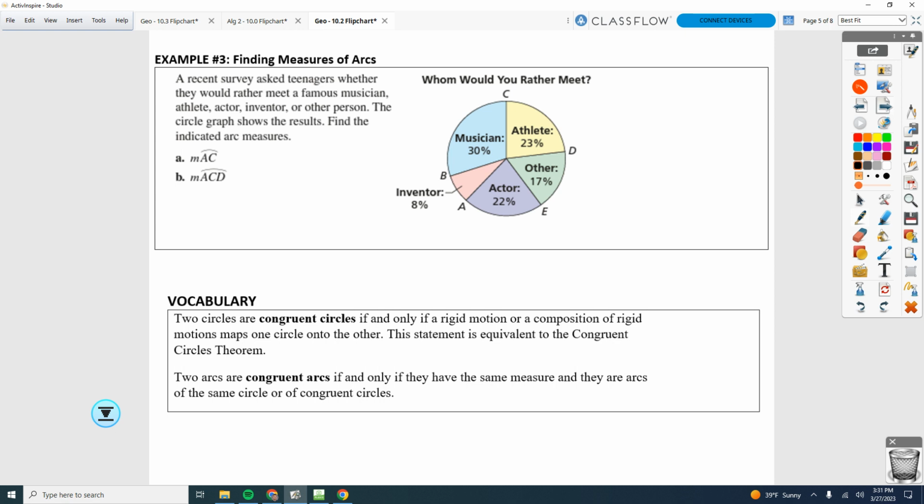All right, this one, we have a pie chart. They call it a circle graph, but it basically means the same thing. So they're giving us percentages from a survey. So the circle graph shows the results, find the indicated arc measure. So we want to find the arc measure of AC.